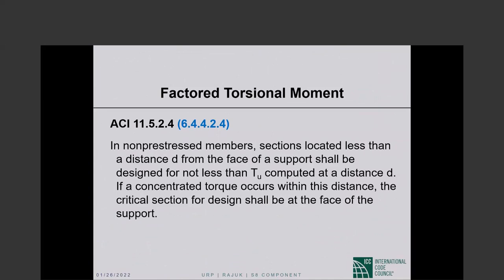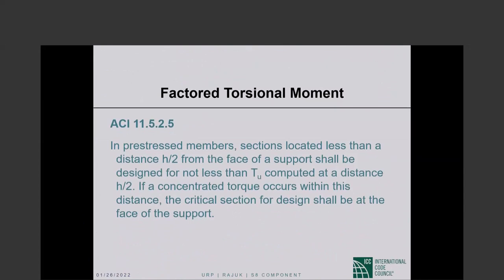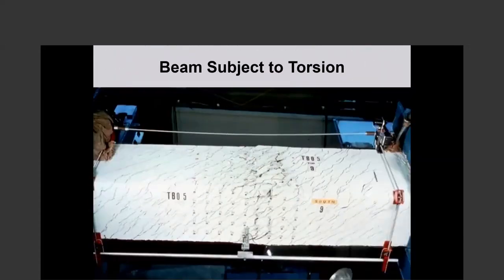In non-prestressed members, sections located, this is like the critical section for shear. So in non-prestressed members, sections located less than a distance d from the face of a support shall be designed for not less than T sub u computed at a distance d, etc. So all of that tells you that the critical section for torsion is a distance d away from the support face, unless there is a concentrated torque applied within that d distance, in which case we back the critical section off to the support face. If it is a prestressed member, then the critical section is one half of the total depth away from the support face, not the effective depth. D is replaced by h/2.